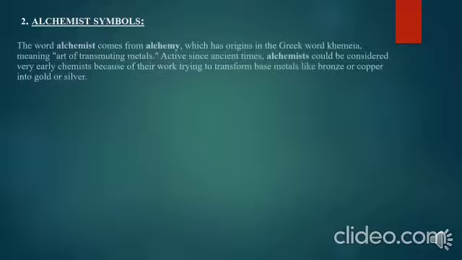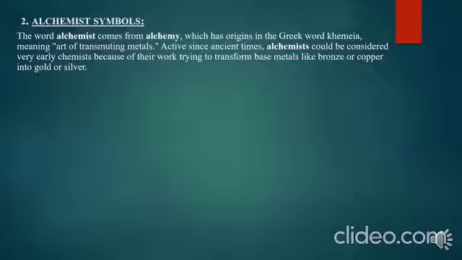The next type of symbol is the alchemist symbol. Alchemist comes from a Greek word, chemia, meaning transmuting metals, that is transforming from one state to another. They also used the Greek symbols of elements to transform basic metals like copper or bronze into gold or silver.